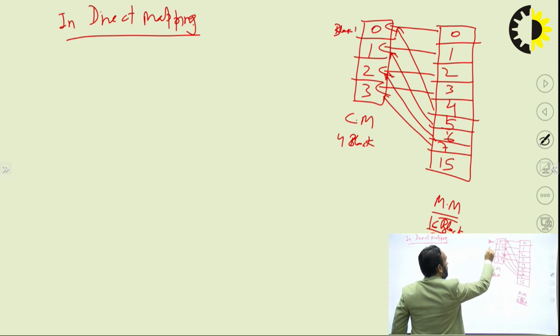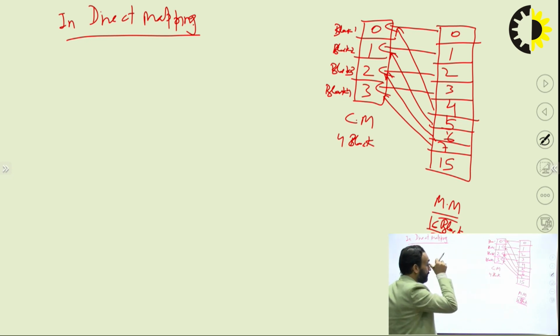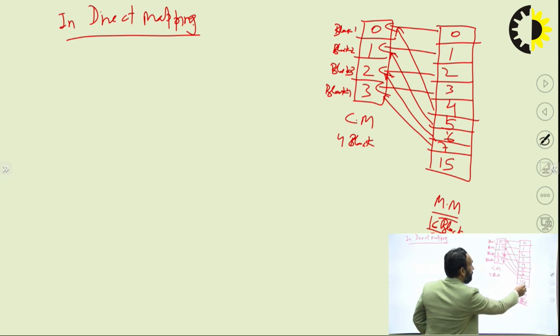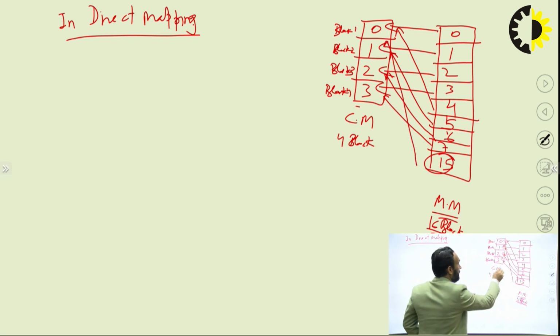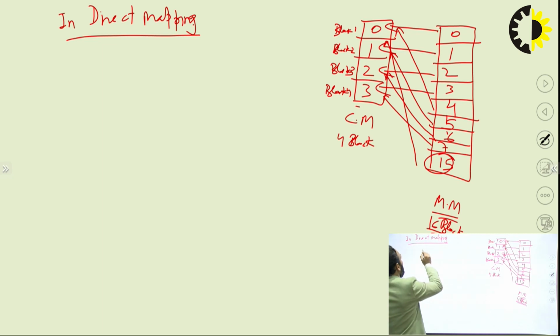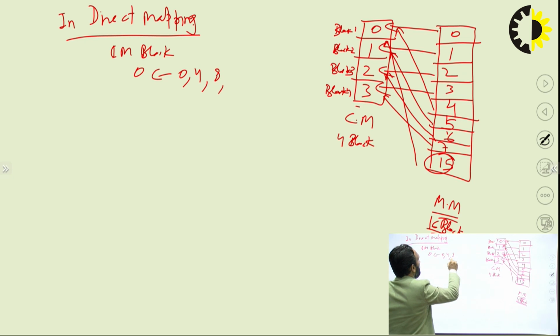Because direct mapping is fixed, it is not possible for block 15 to take the position in block 0 or 1. Each always goes to its desired location. Like in cache memory, block 0 will contain 0, 4, 8, 12.